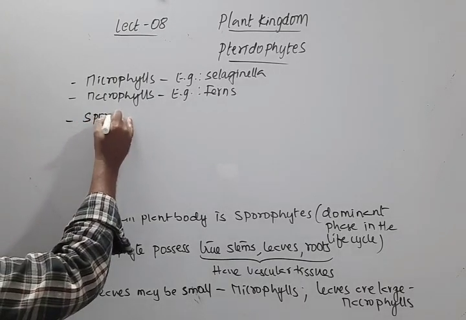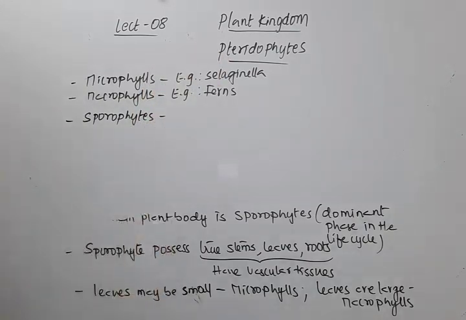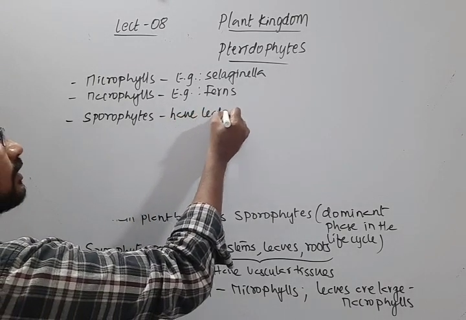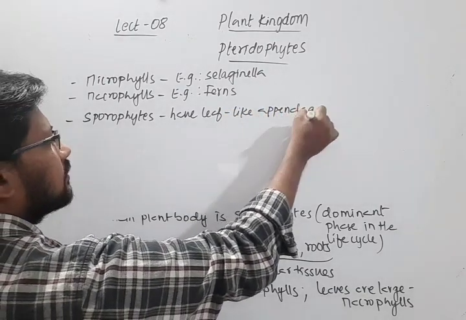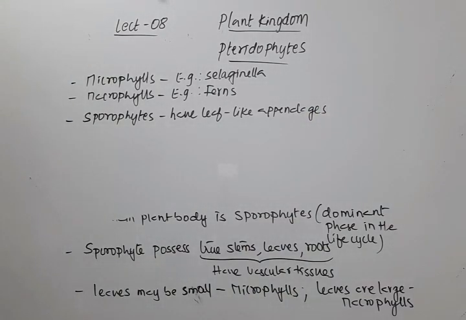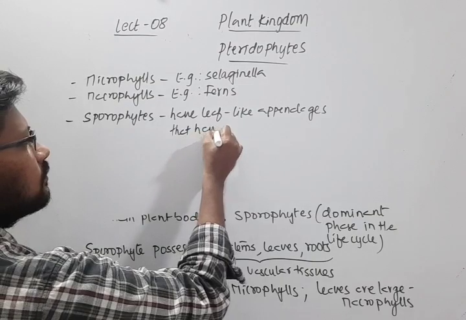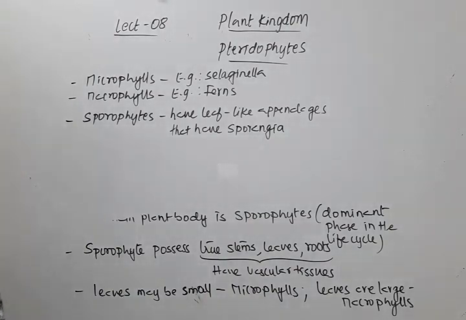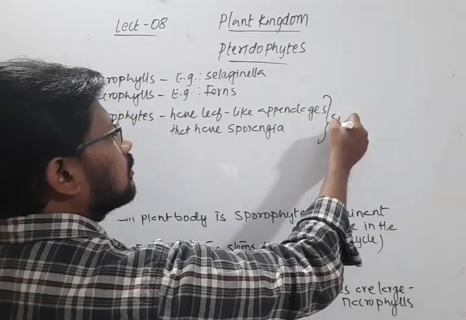The sporophytes have leaf-like appendages. So these leaf-like appendages will actually have sporangia. So later I'll discuss what those sporangia are. These leaf-like appendages that have sporangia are called sporophylls.